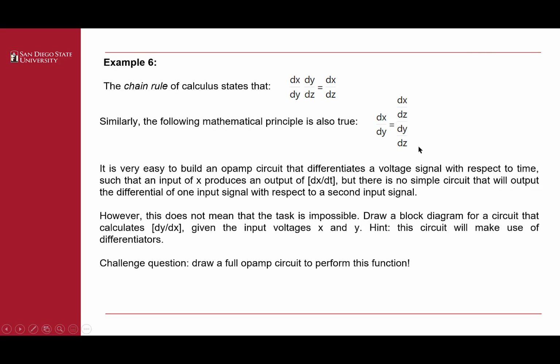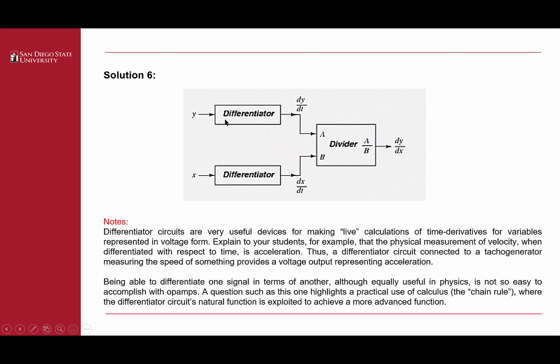We want to obtain dy dx, but since that cannot be done directly, we use dy dt over dx dt. The first differentiator circuit takes y and produces dy dt, and the second one takes x as its input and produces dx dt. So the divider makes the division, and we will get dy dx eventually.